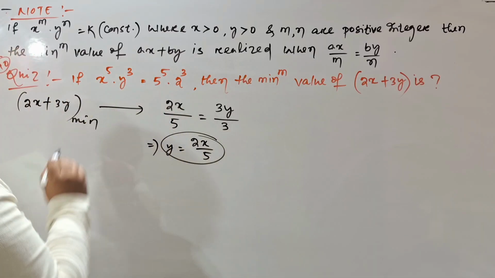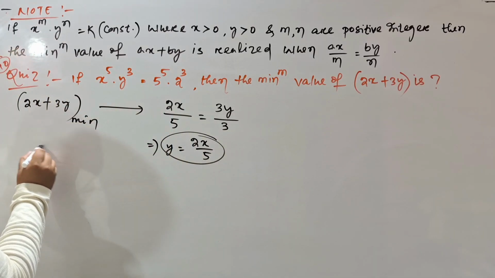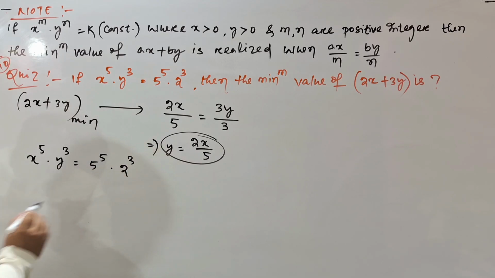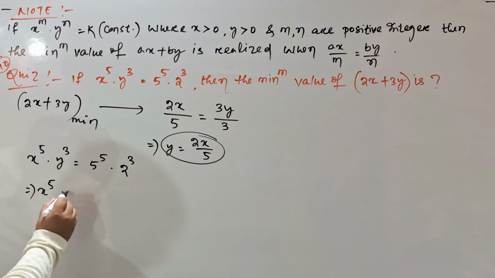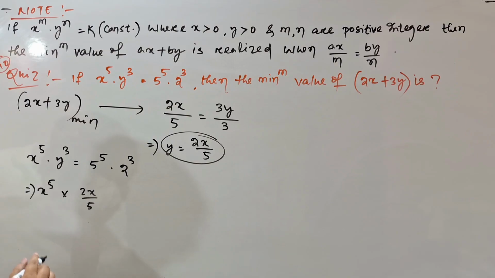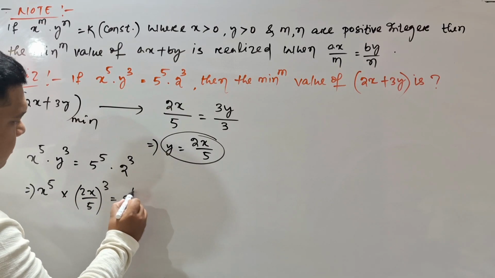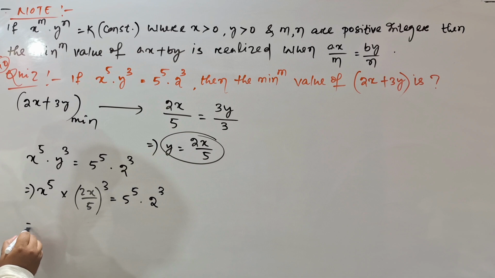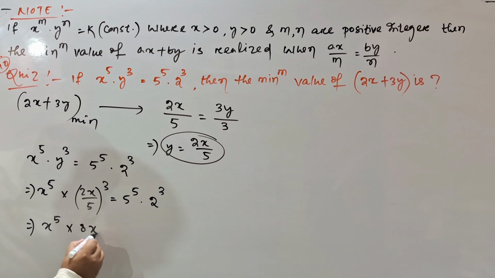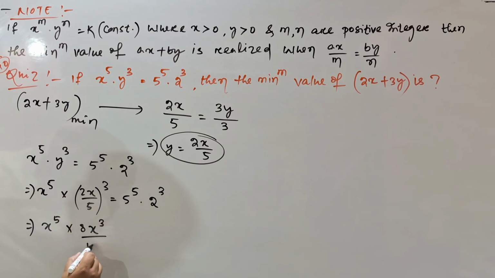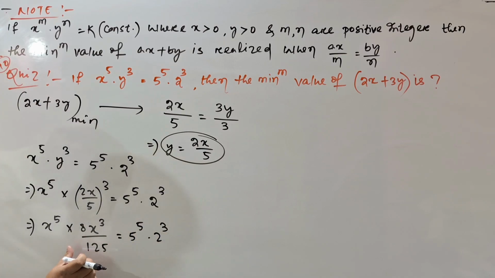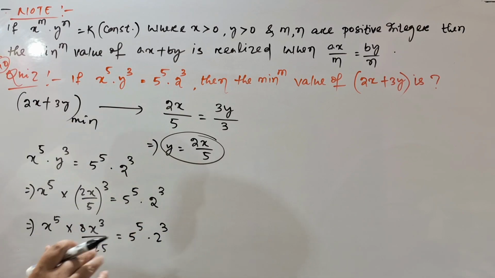Just put this in the expression, because the data given is x to the power 5 into y cube is equal to 5 to the power 5 into 2 cube. So in place of y, I write 2x by 5, so that I can easily find the value of x. (2x by 5) cube is equal to 5 to the power 5 into 2 cube. Here x is present x to the power 5, and this is 8x cube divided by 5 cube, 125, equal to 5 to the power 5 into 2 cube. In place of 125 you write 5 to the power 3, so that you can easily simplify this.